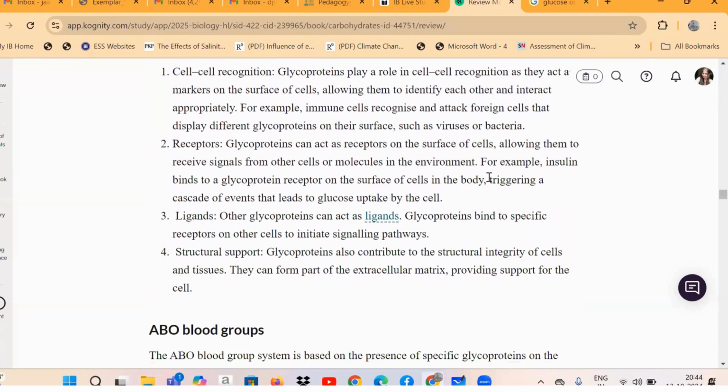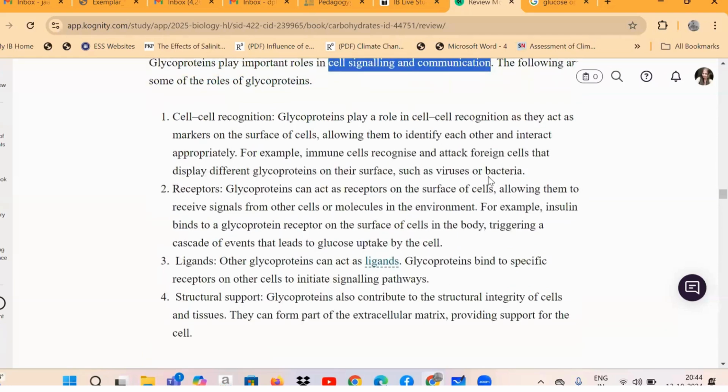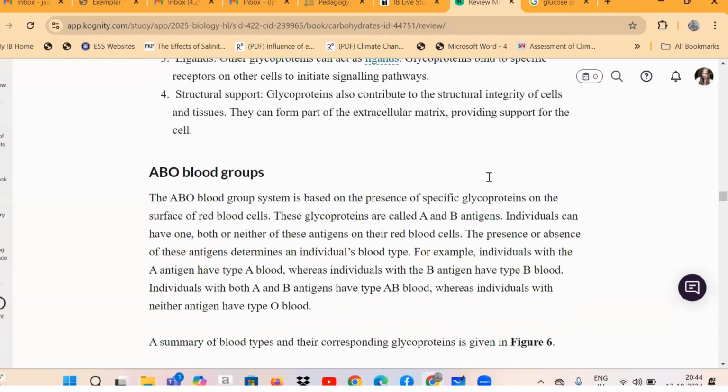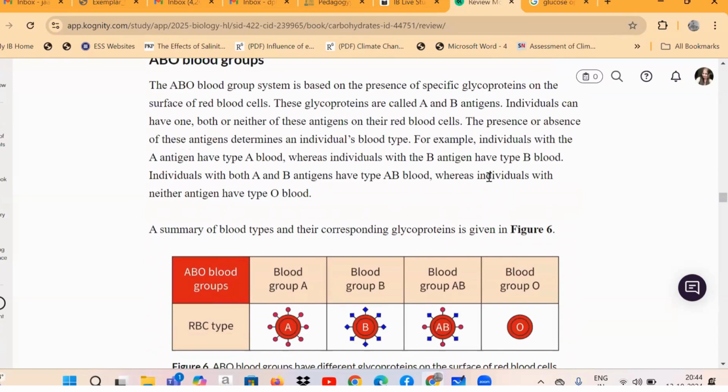In the plasma membrane, you have some glycoproteins attached over there. So all that is to provide the structural integrity of the cell. So these are the four different functions of glycoproteins. And ABO blood group is a very good example of this. What is this? Glycoprotein. So what is the theory behind that ABO blood group?